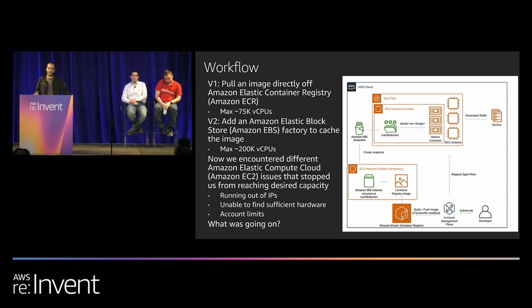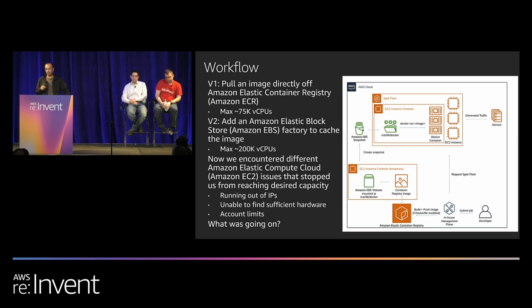And so the first iteration that we did to sort of break through our limitation was that we decided to use a factory pattern using Amazon EBS Elastic Block Storage devices. So what we do now is, instead of having each instance directly pull the image from ECR, we actually cache the image onto an EBS volume. So if you follow along on the diagram on the right, now after the image is built, we spin up a single EC2 instance with an EBS volume mounted at /var/lib/docker.